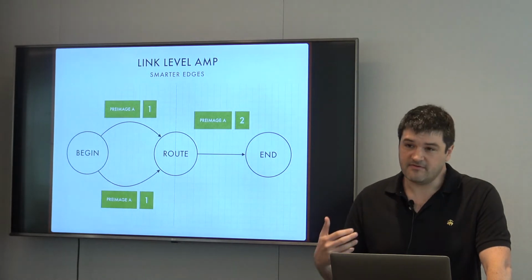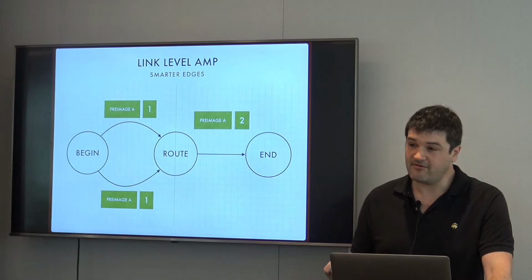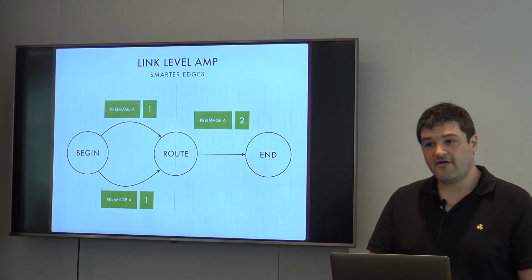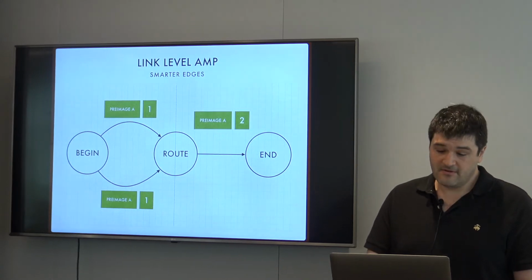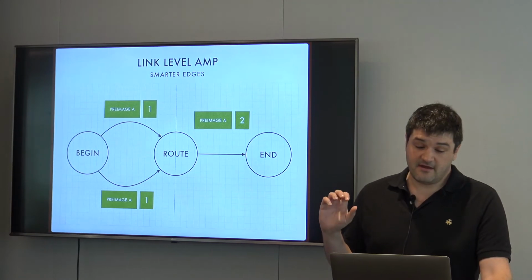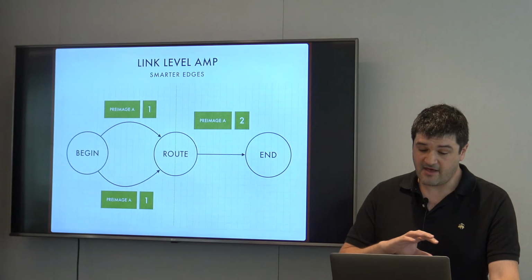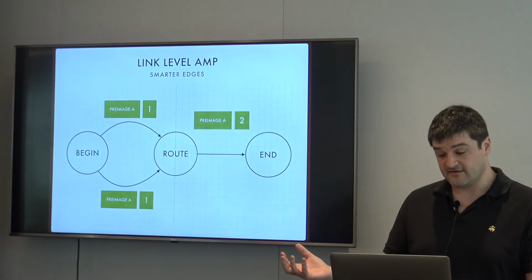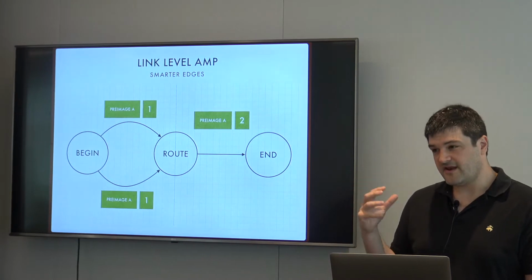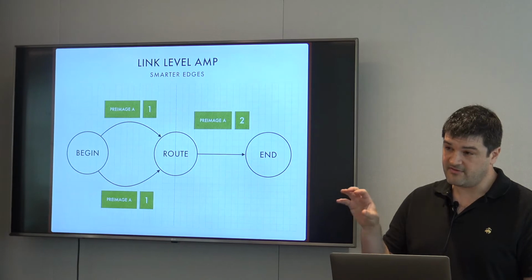One of the easiest ways to do multipath payments is this idea called link-level multipath payments. I can show how that works. It's very simple. In this diagram, you can see that the route begins on the left, then goes through the router, and then gets to the end. This is representing, at the start, I have two channels, and both of them have one coin.